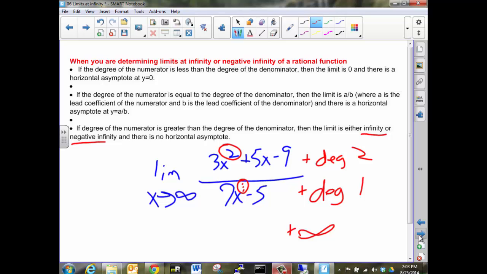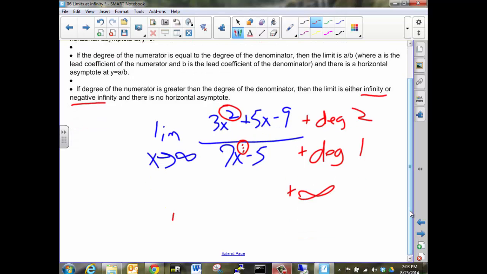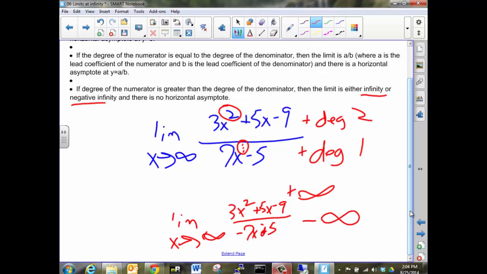If, let's say we change this problem. What if we had the limit as x approaches infinity of 3x squared plus 5x minus 9 over negative 7x minus 5? Plus, doesn't matter. See, now the numerator is going to be positive, but the denominator is going to be negative, isn't it? So this one would be going to negative infinity.